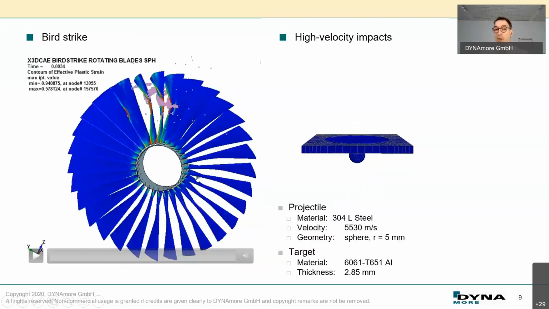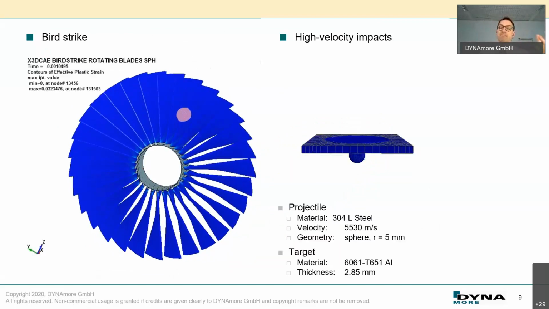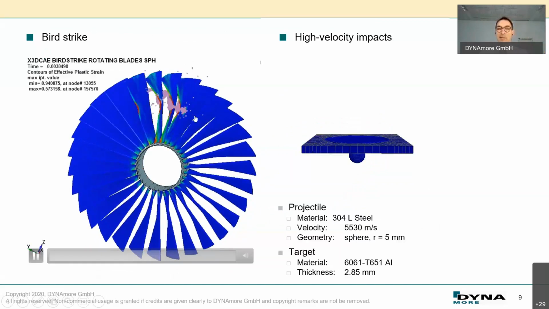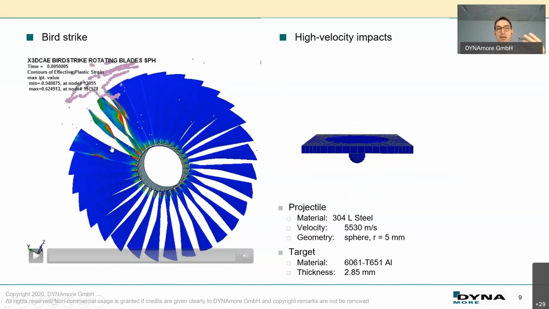Other examples, these are quite common examples, is bird strike, for instance, if you're working in the aerospace industry. And the idea is actually not to exactly model whatever is impacting the blades. The idea is just to introduce energy into the blades, so just create some impact here, so create some loads. And this is mostly done with the SPH method.